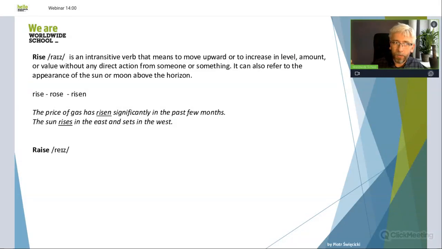It can also refer to the appearance of the sun or moon over the horizon. Okay, the sun rises, like the classic novel and one of the best novels by Ernest Hemingway. The Sun Also Rises on its own, right? Rise. So, rise, rose, risen, past forms. The price of gas has risen significantly in the past few months. Okay, let's not talk about why it happened, right? There were definitely some reasons behind it, but prices just rise. The sun rises.